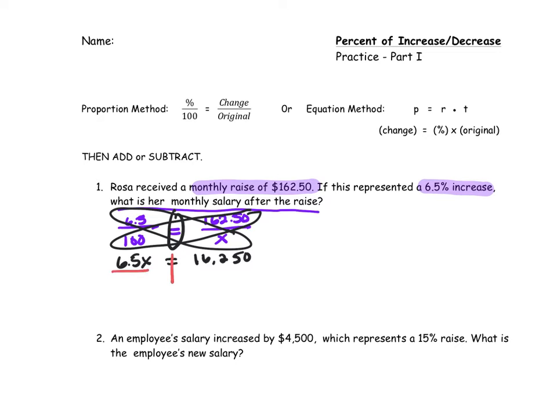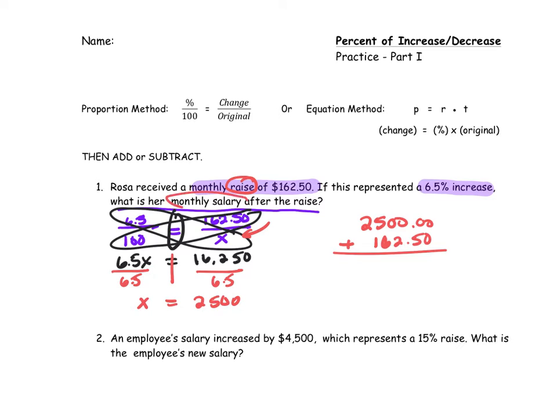We're going to divide both sides by 6.5. So you can pause and use your calculator. All right, and that is x equals 2,500. But we're not done yet. So she has a raise, and this was her original amount. Remember, this is the original, and her salary increased by $162.50. So she had a raise, leaving her monthly salary after the raise at $2,662.50. So this is a situation, again, where we have to add or subtract based on the situation.